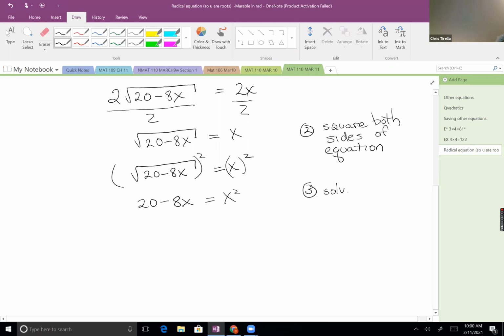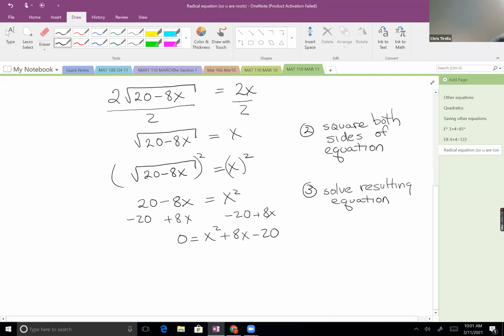So let's solve the resulting equation. Does everybody notice that this equation is second degree? It's a quadratic. So we need to put it in standard form. So let me subtract the 20 from both sides and add the 8x to both sides. And rewriting that in descending order gives me x squared plus 8x minus 20 equals 0.